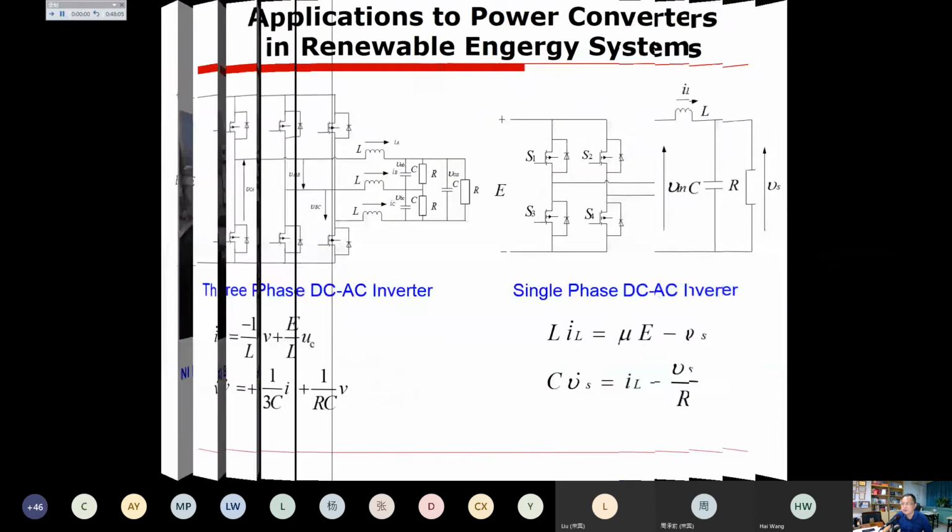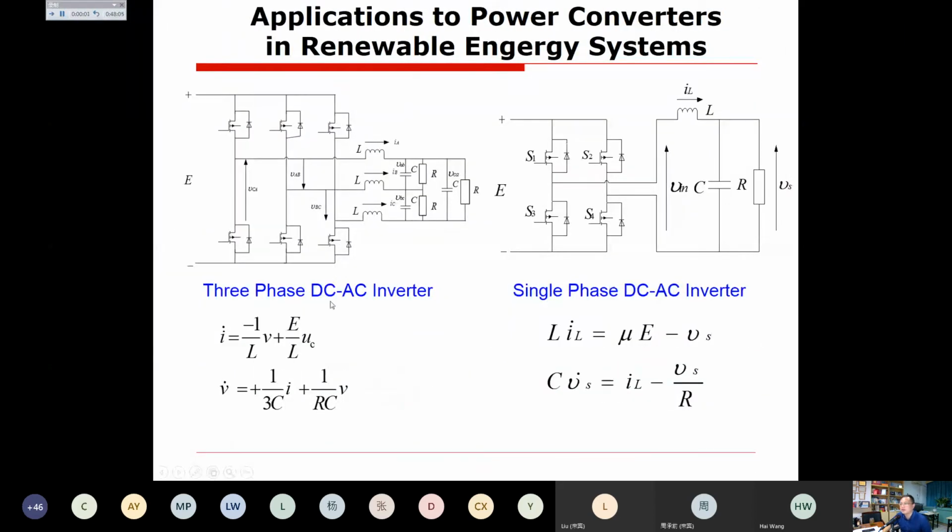So this is a DC-AC inverter, no matter whether three-phase or single phase. The states are just two states. One is current, one is voltage. We use the duty ratio to control the output voltage, right?